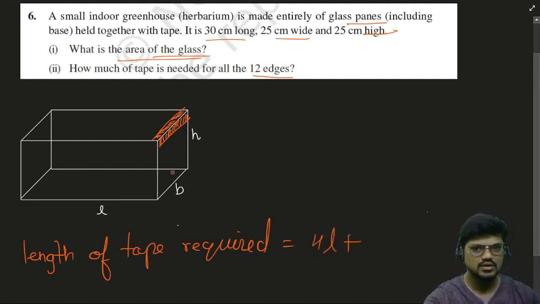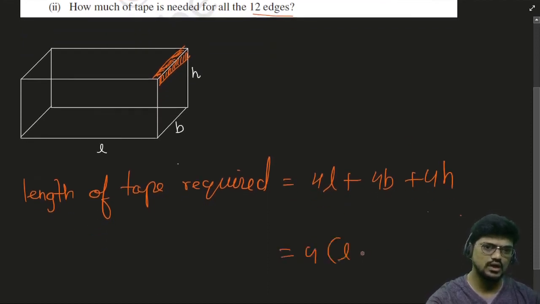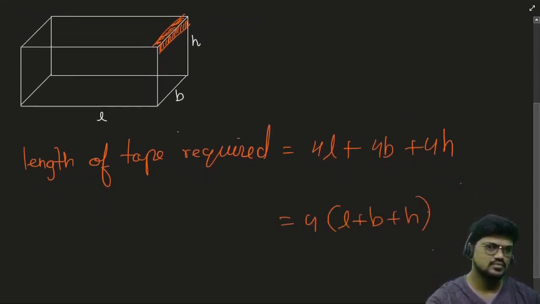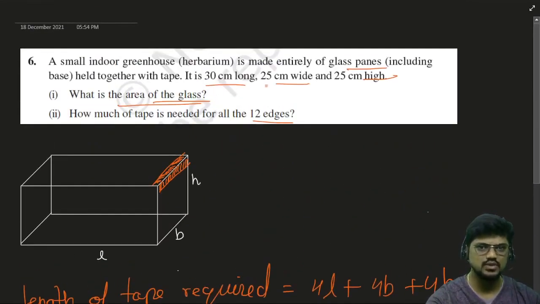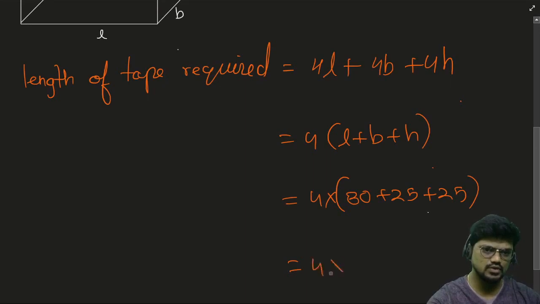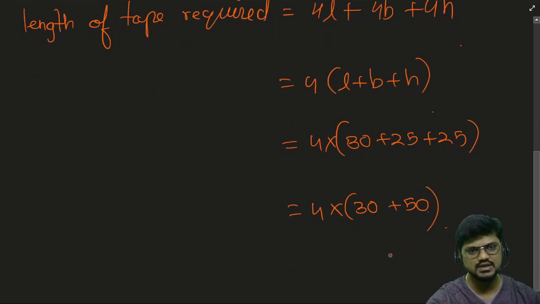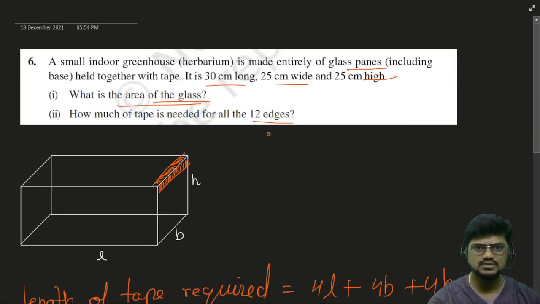4 lengths. This breadth will be 1, 2, 3, and 4. There will be 4 breadths, and there will be 4 heights also. So what you can write? 4 into L plus B plus H. Okay, that is 4 into L. The length of the wall is 30, 25, and 25. 30 plus 25 plus 25. So that is 4 into 30 plus 50. 50 plus 30 is 80. 80. 4 eights are 32. So 320 centimeter.